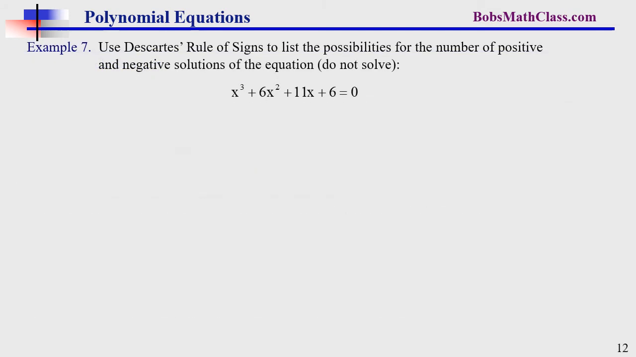All right, let's do an example. What the heck is this, right? So we're not going to solve. We're just going to use this rule of signs. Okay, so we were talking about a polynomial, so let's just change it to p of x. You don't really have to, but I'm going to do it just to be proper.